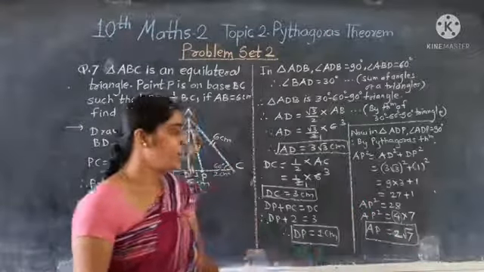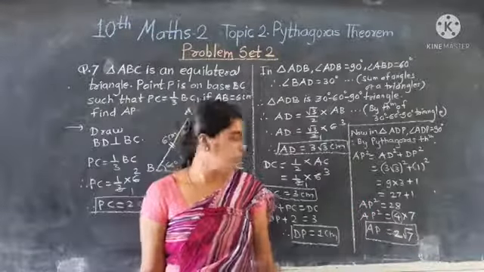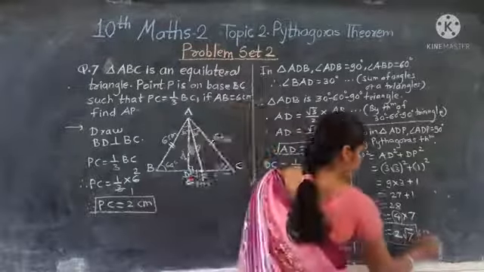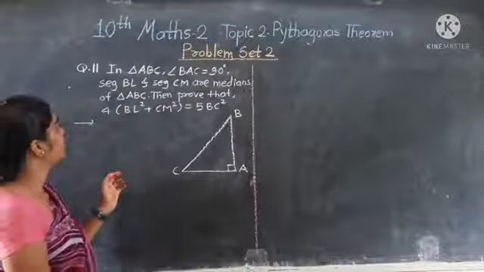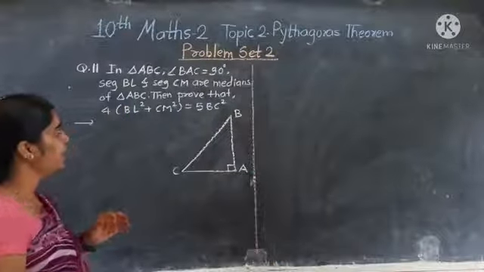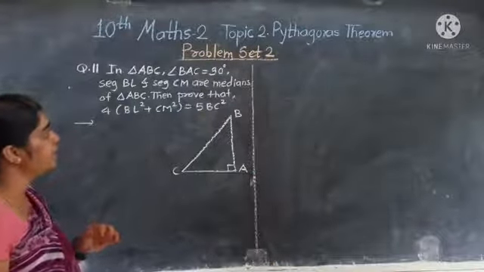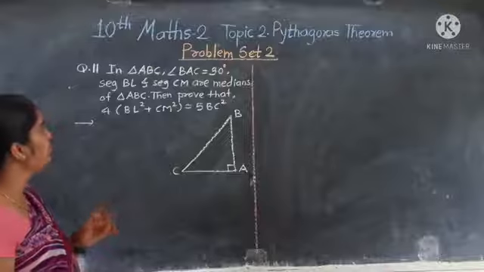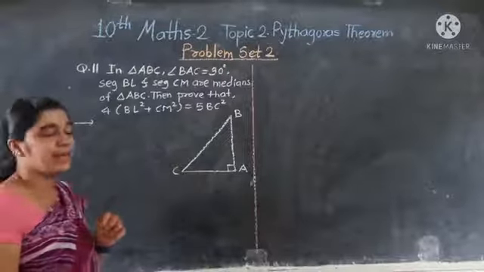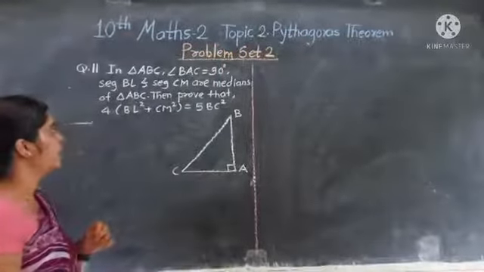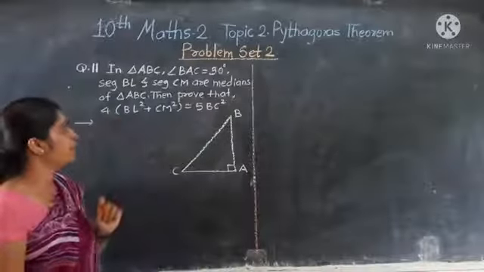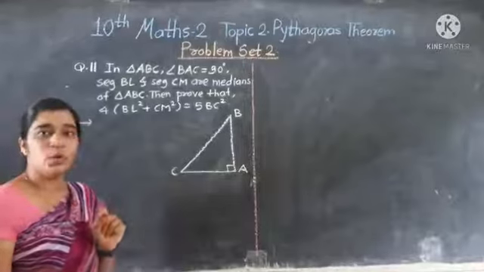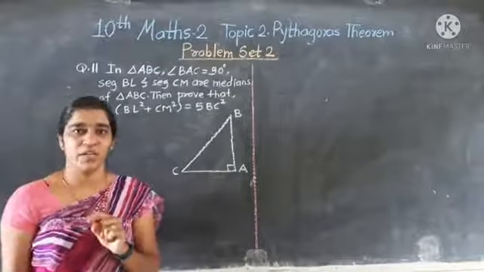So we get the value of AP as 2 root 7 centimeter. Okay. See students, question number 11. In triangle ABC, angle BAC is given as 90 degree. Segment BL and segment CM are medians of triangle ABC. Then prove that 4 into bracket BL square plus CM square is equal to 5 BC square.